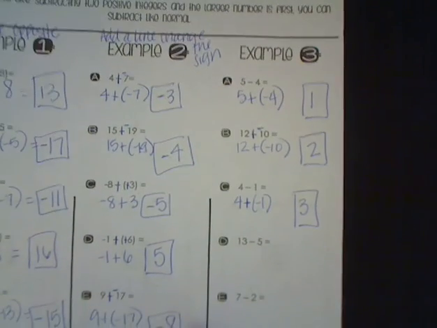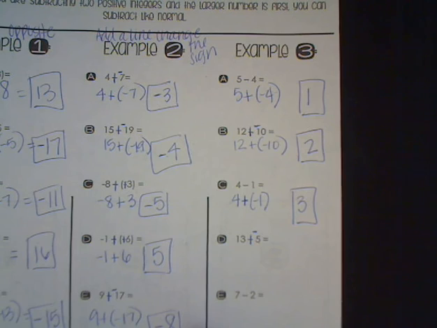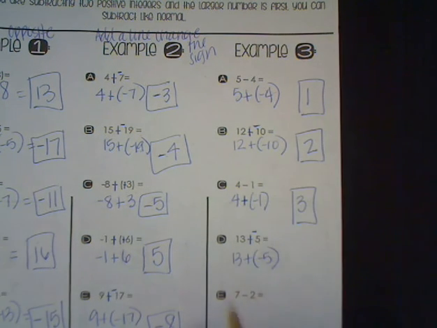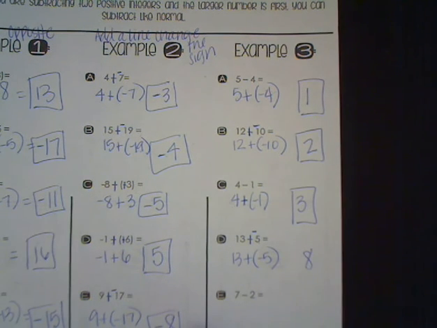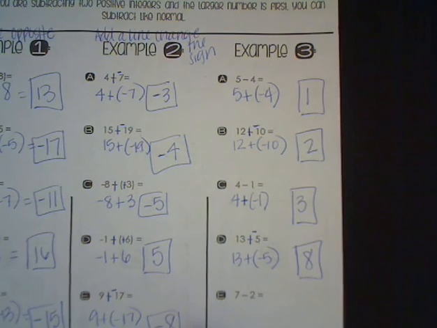Let's look at D. Add a line, change the sign. So I've got 13 plus negative 5. My signs are different, positive and negative, so I'm going to take the difference. 13 minus 5 is 8. Which one do I have more of? I've got 13 positives and I've only got 5 negatives, so I've got more positives. So positive 8.